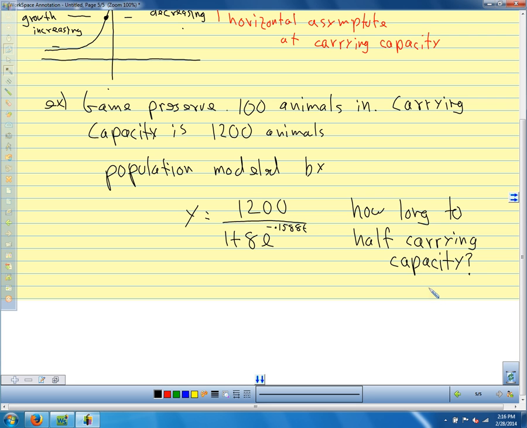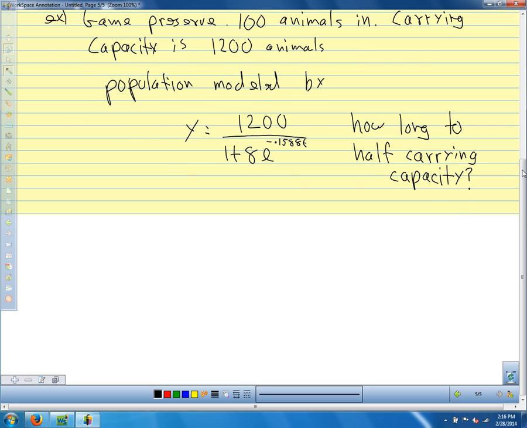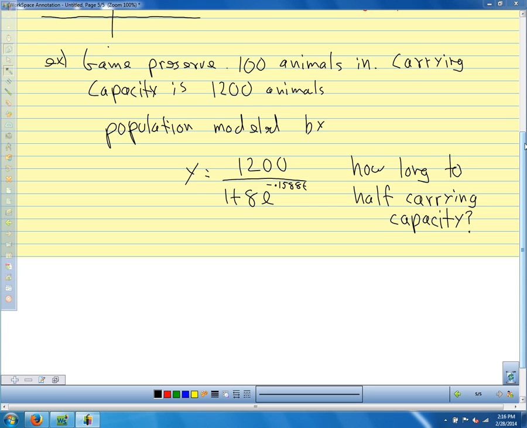So, how are we going to set this one up? What is half of our carrying capacity? 600. And where is the 600 going to go? Y. That's our y. So our equation is 600 equals 1200 over 1 plus 8e to the negative 0.1588t. And we want to find t.